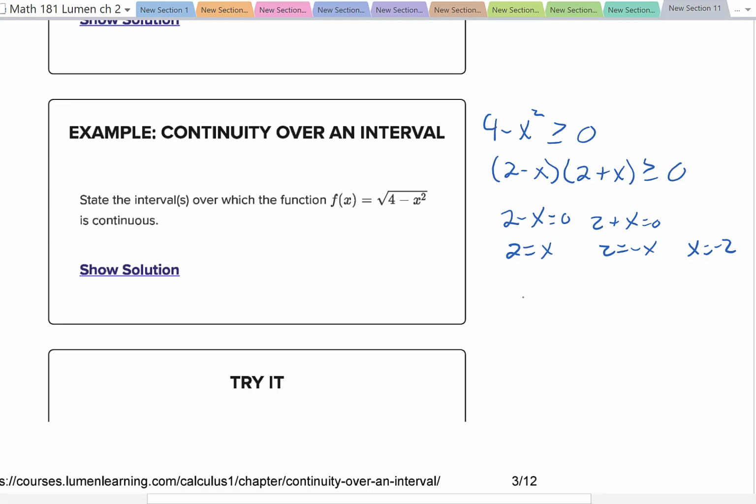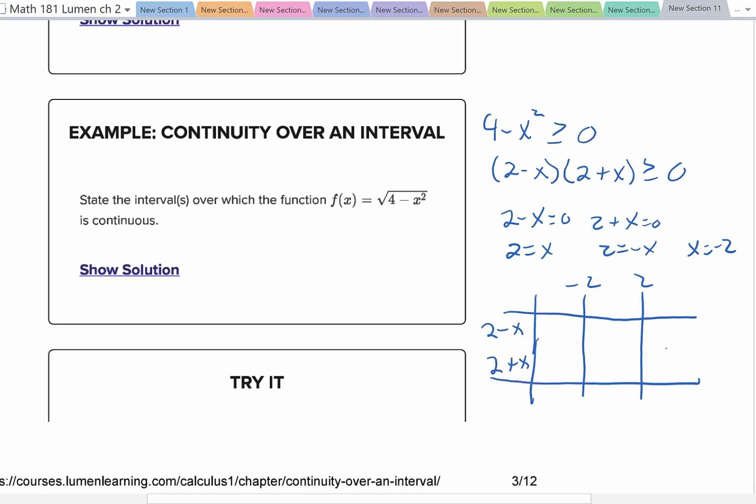So we know we have zeros at negative 2 and 2, so we could graph it or we can do this chart. And I'm surprised to see a lot of my students seem to like this chart versus graphing. So I think it's easier for this situation to do the chart. We get a value smaller than negative 2, we'll call it negative 3. Between negative 2 and 2, 0. Bigger than 2, we'll go with positive 3. If I plug the negative 3 in here, 2 minus negative 3 is positive. 2 plus negative 3 is negative. A positive times negative is a negative.